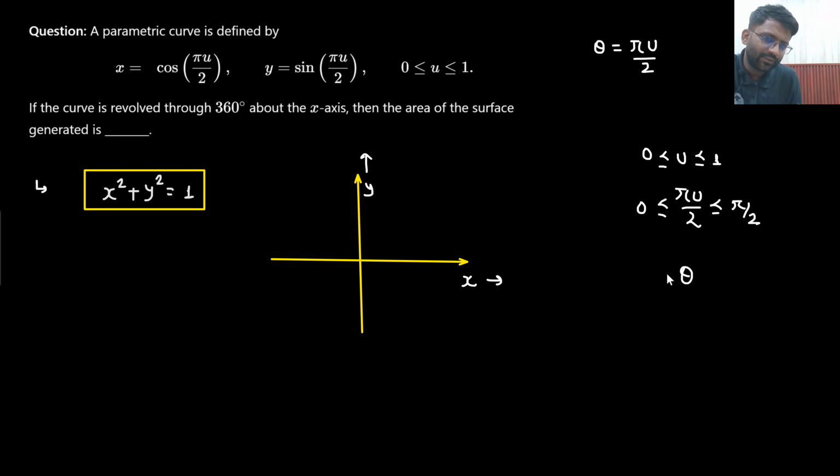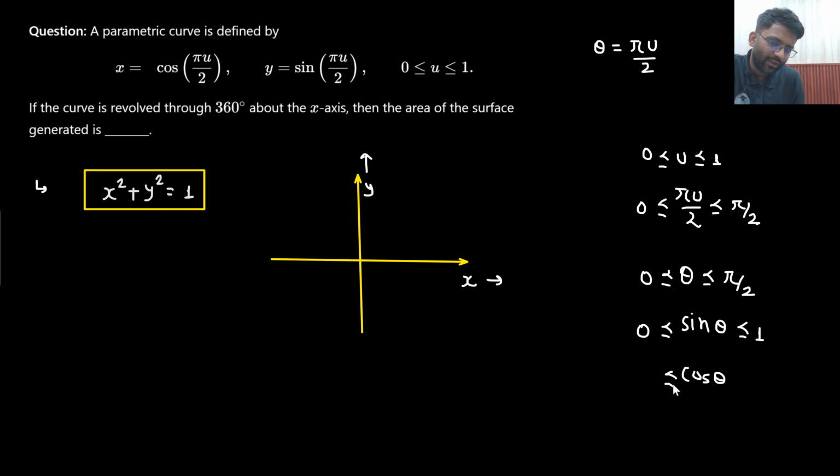That means the angle is going from 0 to pi by 2. And when it comes to sinusoid and cosinusoid, sinusoid will go from 0 to 1 and cosinusoid will go from 1 to 0. Basically, between 0 to pi by 2, sinusoid will go from 0 to 1 and cosinusoid will go from 1 to 0. That means both will be positive.